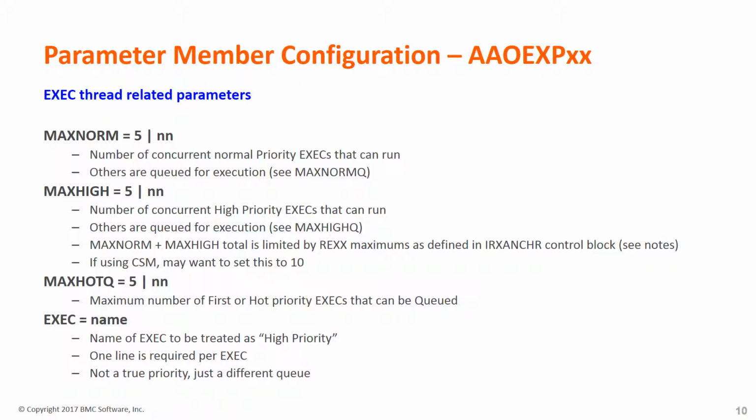There's also a setting max hot queue, which indicates the maximum number of hot priority execs that can be queued. And you can also specify exec equals to the name of execs to set them as high priority execs so they run in the high priority queue.